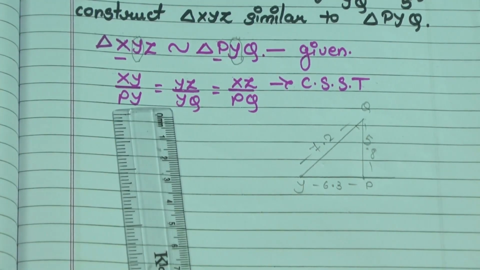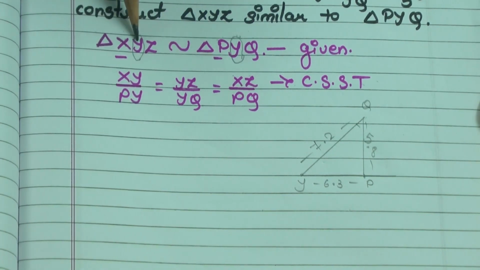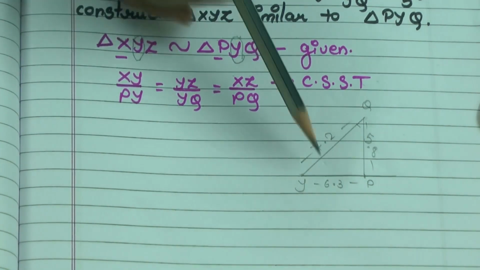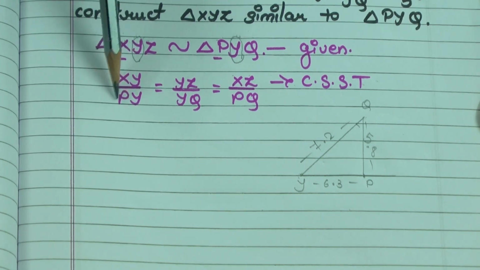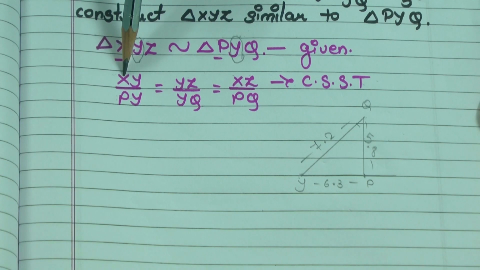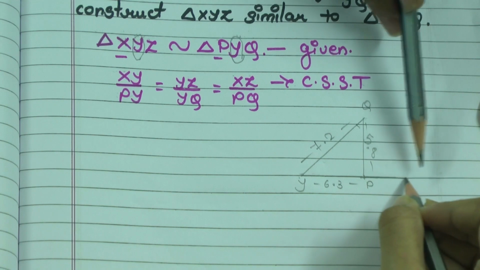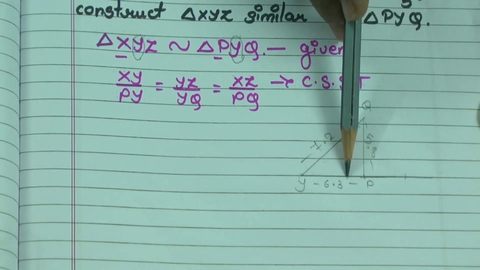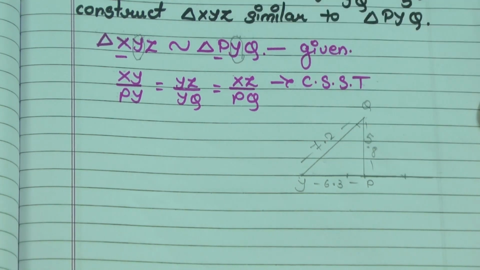Now we want to decide where will be X, Y, Z. We got YX. Now we want X and Z to locate. Now XY corresponds to PY. That means our X point is on this line. Somewhere here it can be or here it can be. Our X point can be somewhere here or somewhere here.